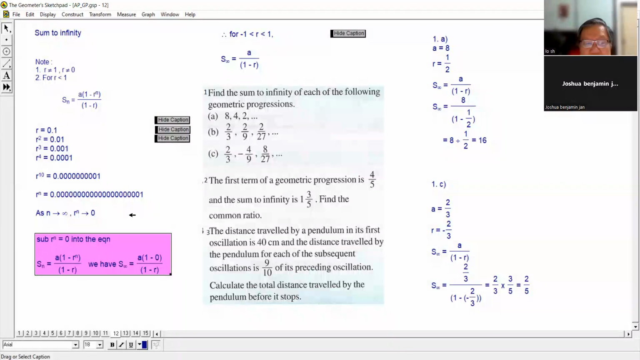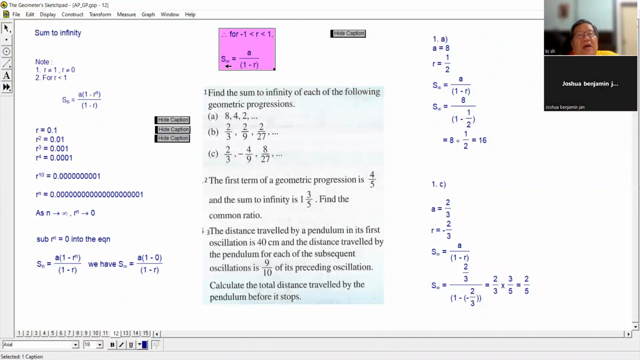So now we look at this r to the power of n. If it equals zero, you see what will happen. The n here becomes infinity, the r to the power n becomes zero. Now when this has become infinity and this has become zero, what will we get? We will get this. Because this term here, r to the power n, becomes zero, there's no more term by the side there. We only have a over 1 minus r.